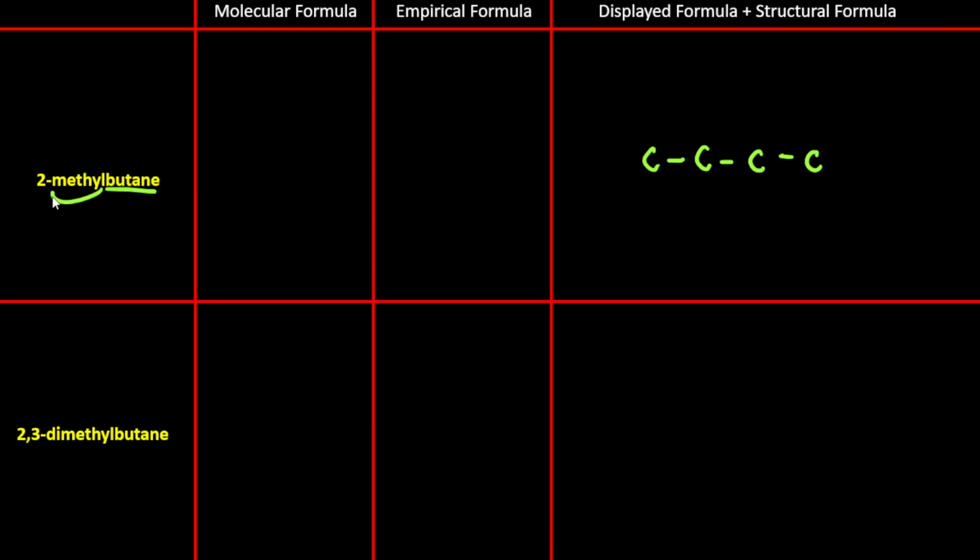I know I have a methyl group. So methyl group is what? Dash CH3, right? But where is it attached to? It's attached to the second carbon atom. Where do I know? I know it from my locant number. So I can either put it here, because why?